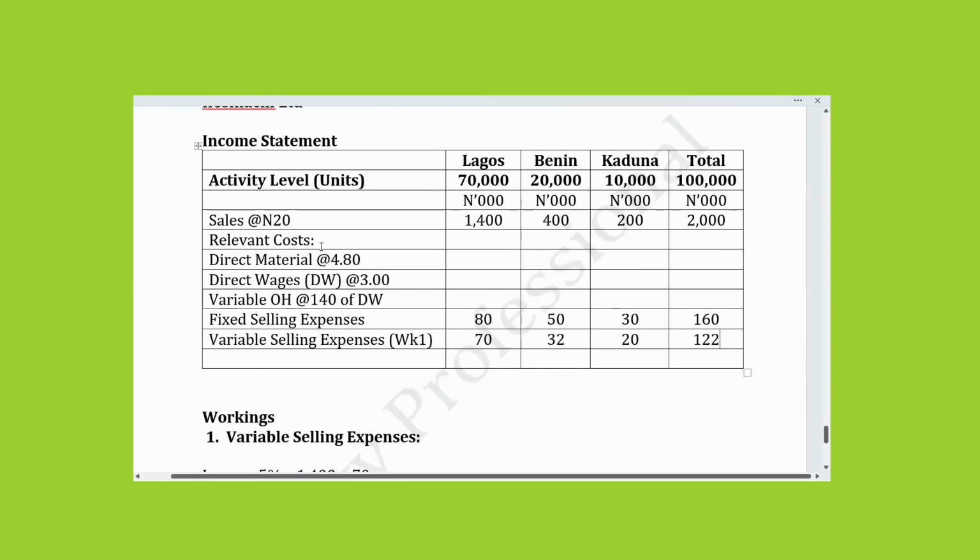So at this point, let's determine the total direct material cost. 4.8 multiplied by 70. What do you have? That's 336. For Benin, 4.8 multiplied by 20. 96. Then for Kaduna, 48.